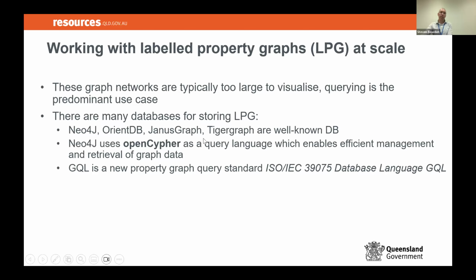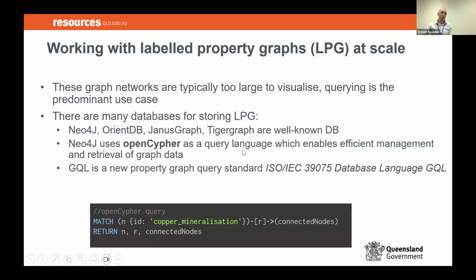We have a few different databases for storing labeled property graphs: Neo4j, OrientDB, JanusGraph, TigerGraph, they're all well known. And Neo4j uses the openCypher query language, which is very common and popular, and quite an efficient way to get in there and retrieve data. Here's an example of an openCypher query that would have pulled back everything one hop connection away from the words copper mineralization within that graph. It pulls back the node copper mineralization, follows one hop of relationships, stores all those connected nodes as another element, and then returns all of those elements.